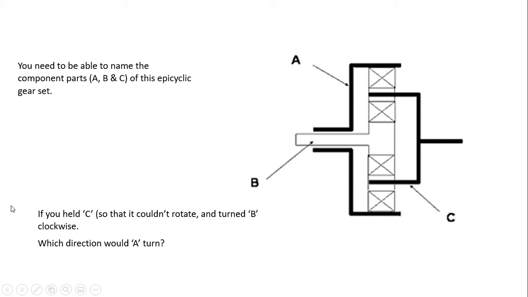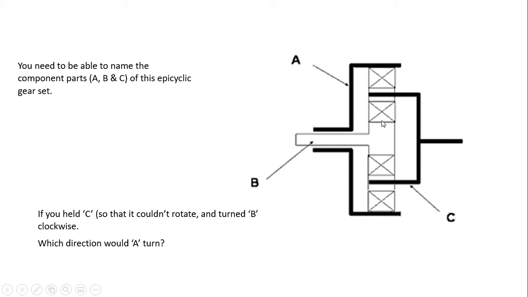I've added another little question down here. If you held C so that it couldn't rotate: if we hold the planet carrier so that it doesn't rotate, that doesn't mean that the individual gears at the end here won't still spin. The planets will still spin, just that the planets won't go around the sun. So if you held C so that the planet carrier can't rotate and turned B clockwise, which direction would A turn?